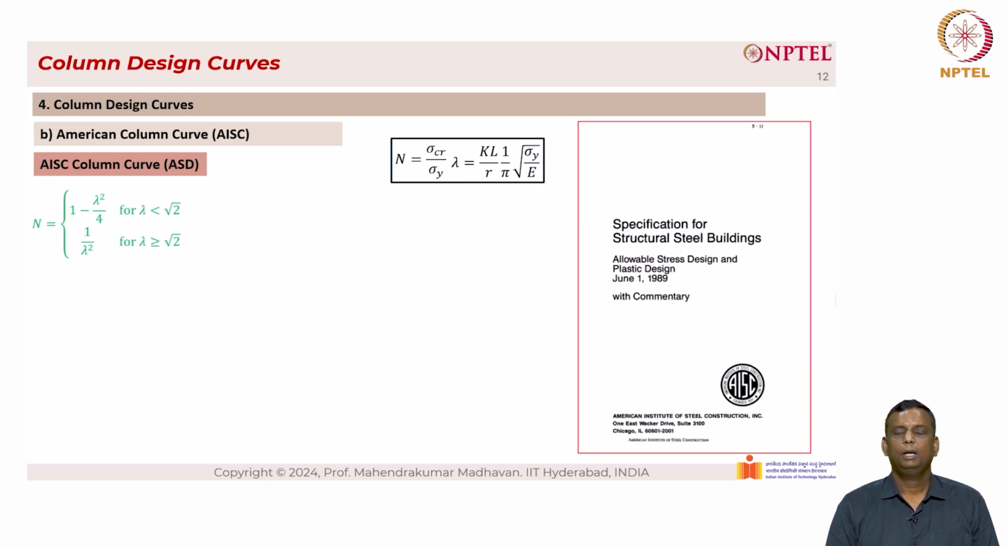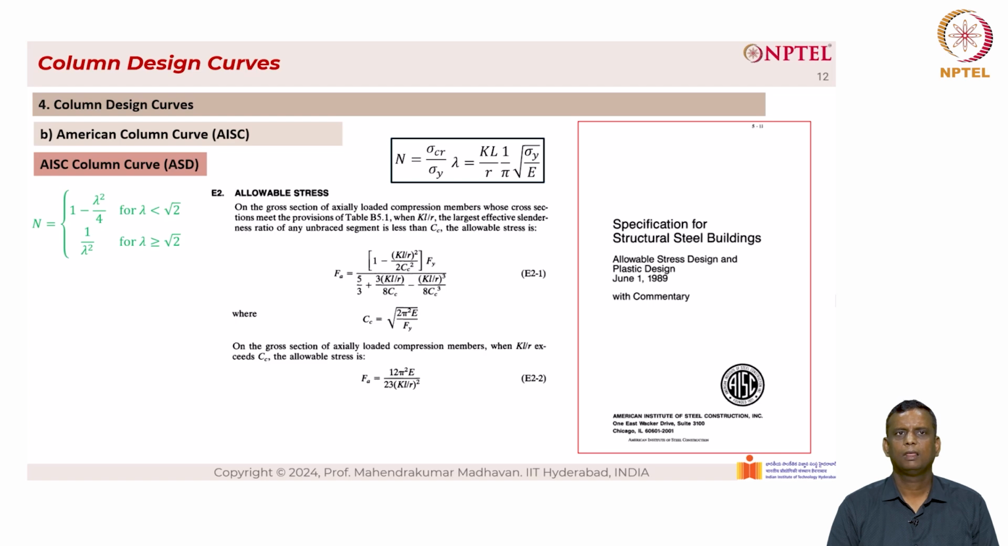So we can compare it with the specification for structural steel buildings given by AISC. So the allowable stress is given as in the formula E21, and here let's take a deeper look at the safety factor, which is at the denominator. We have 5 by 3 plus 3 into KL by R divided by 8 into C sub C, minus KL by R the whole cube divided by 8 into C sub C the whole cube.